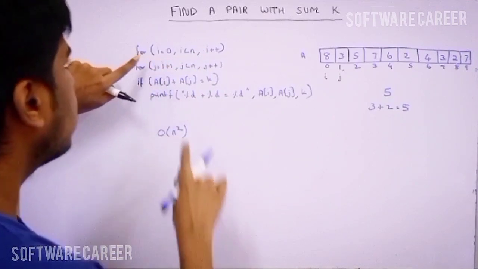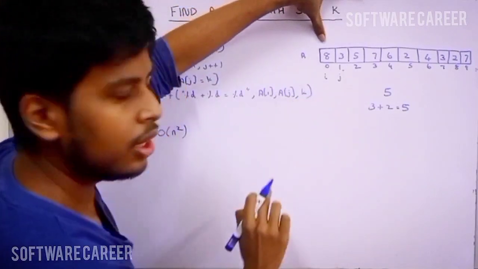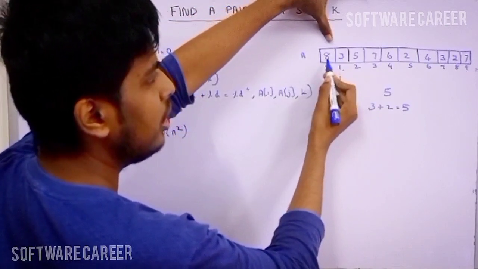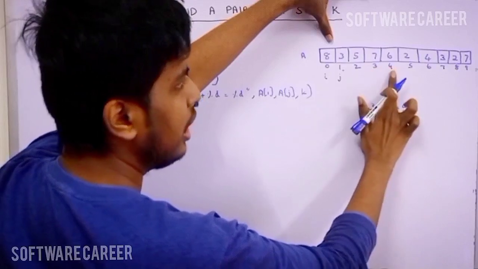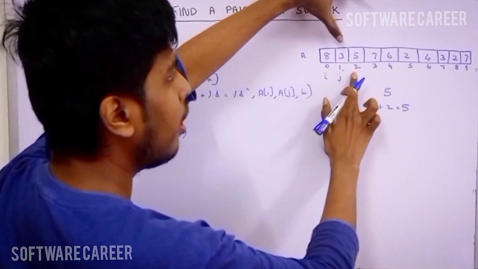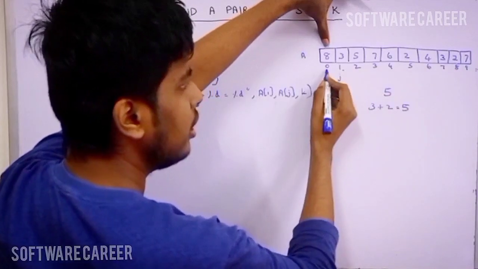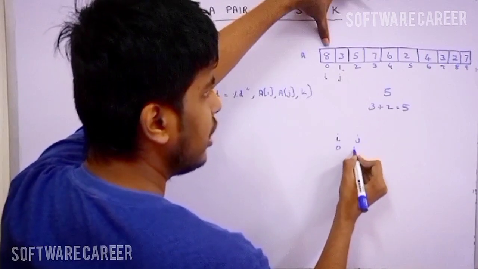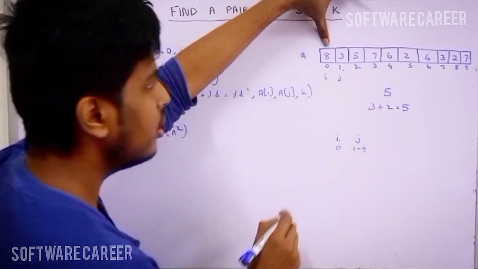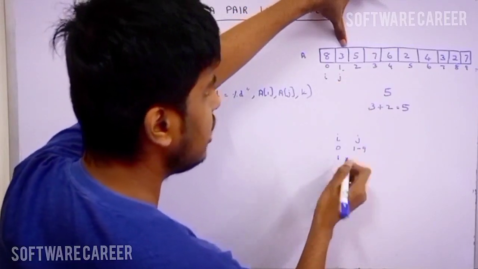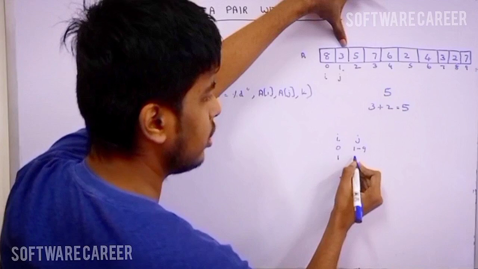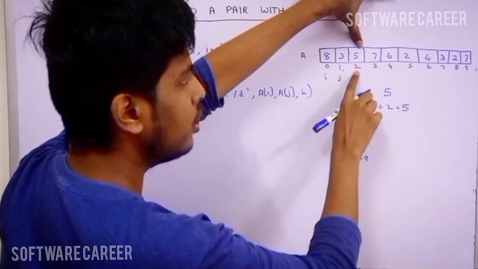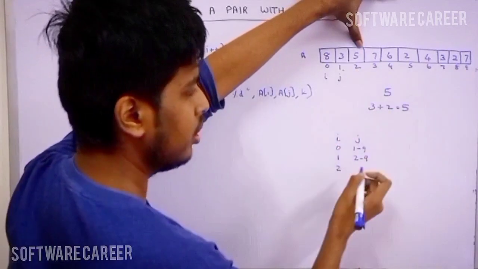Let's analyze. Now see, in this step i equals 0 at the start. Then j equals i plus 1, so j will be at the first index. Then it compares 8 plus 3, then 8 plus 5, then 8 plus 7, then 8 plus 6. Like this it compares till all elements. When i is 0, j will be from 1 to 9. Then when i is 1, j will be from 2 to 9. Then when i is 2, j will be moving from 3 to 9.